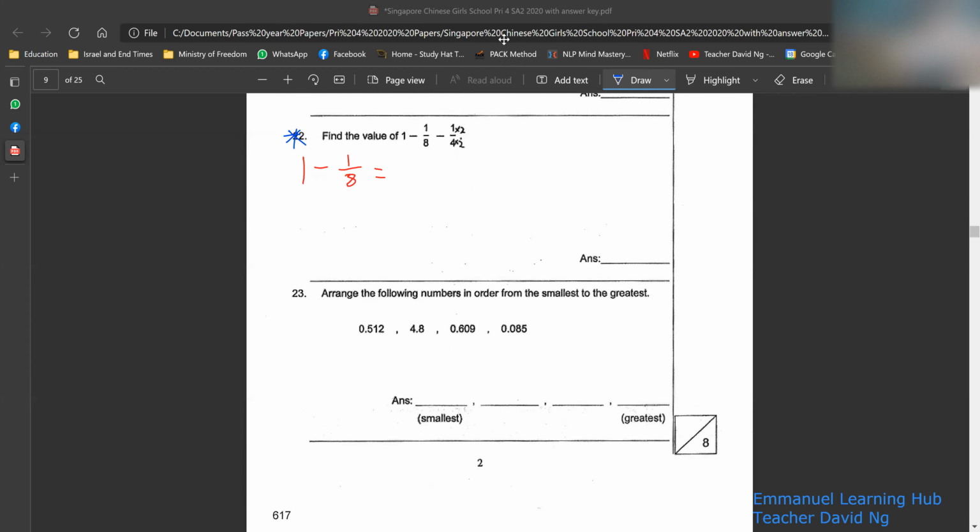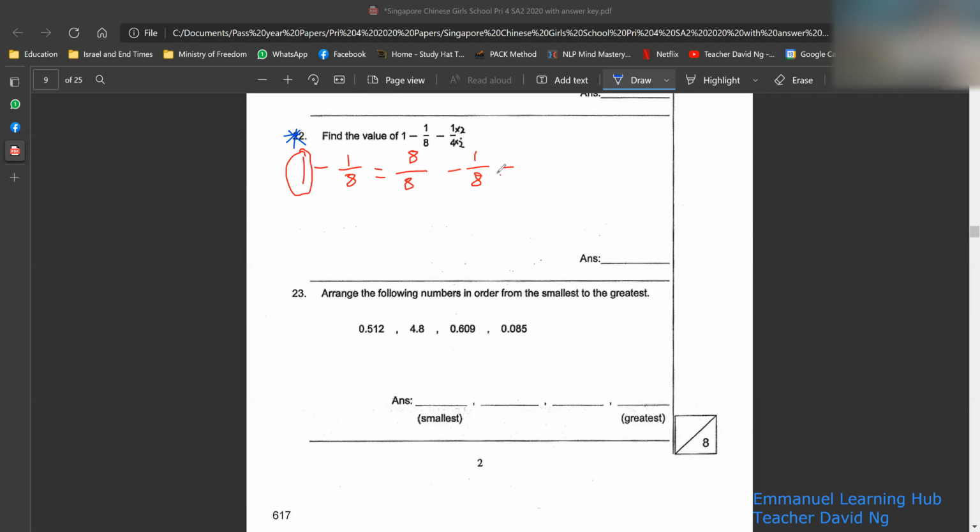8/8. Nope. 1 minus 1/8 is not 8/8. Can you tell me 1 whole is how many? 1 whole. This is 1 whole. 1 whole is how many over 8? 8/8. Very good. 1 whole is 8/8.